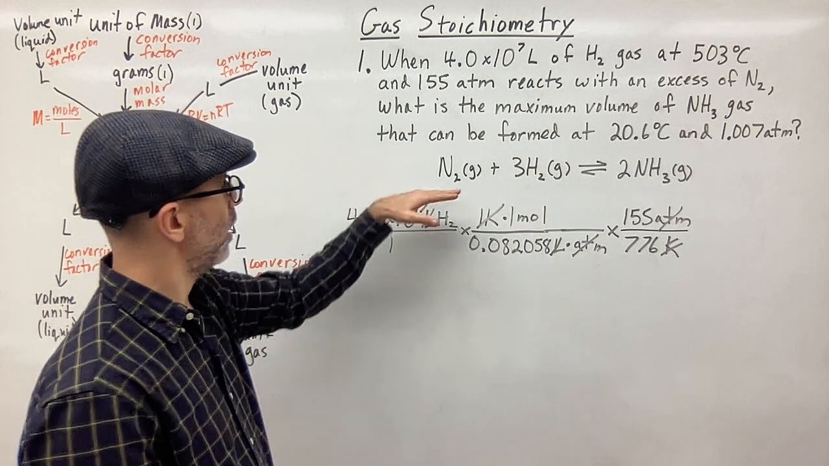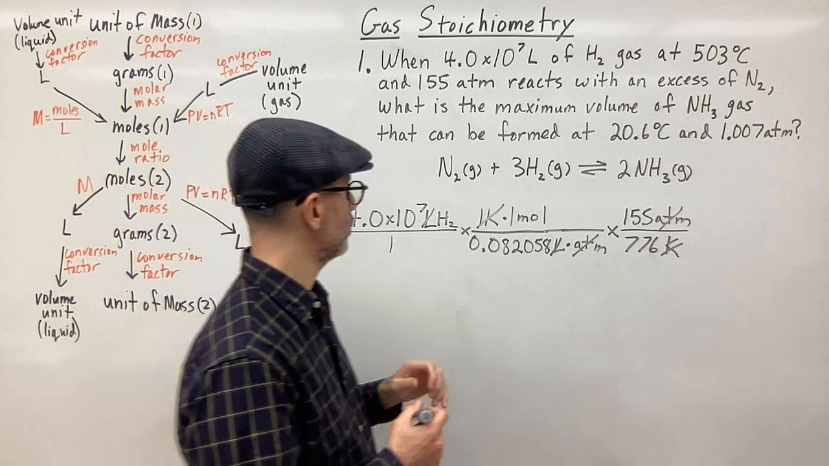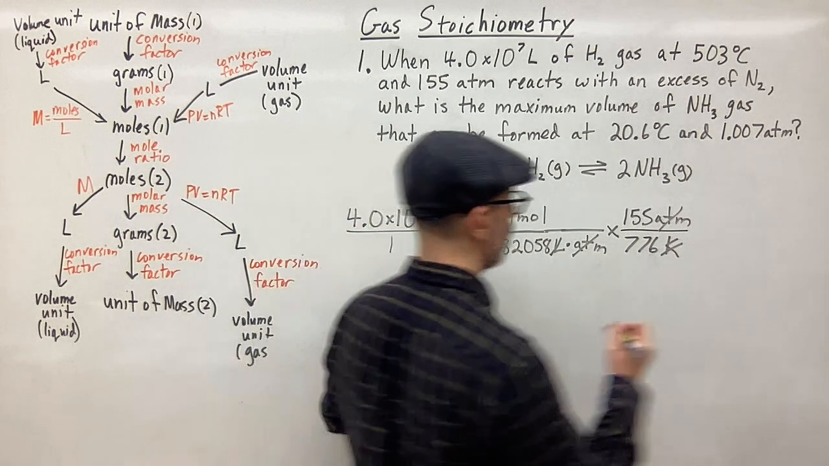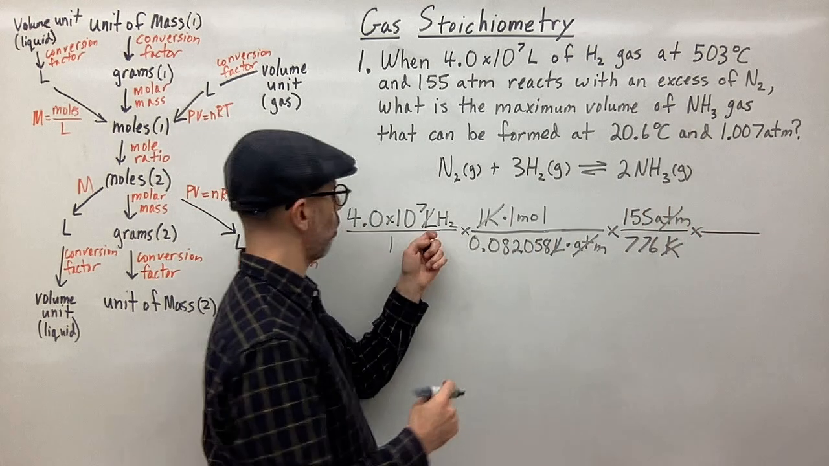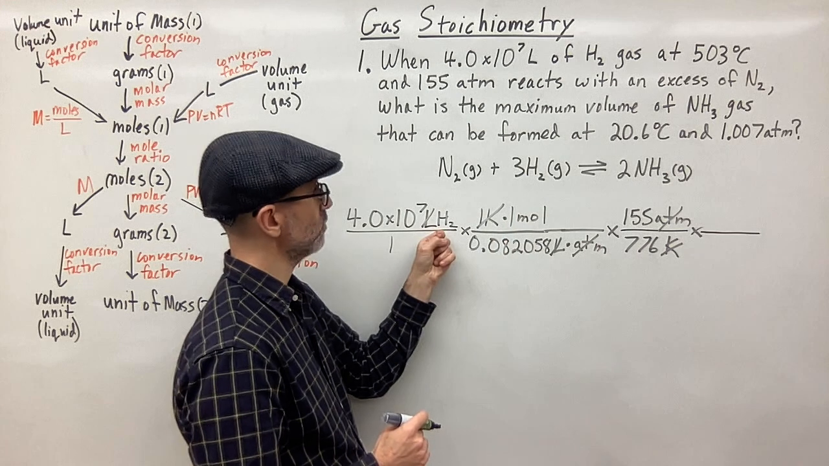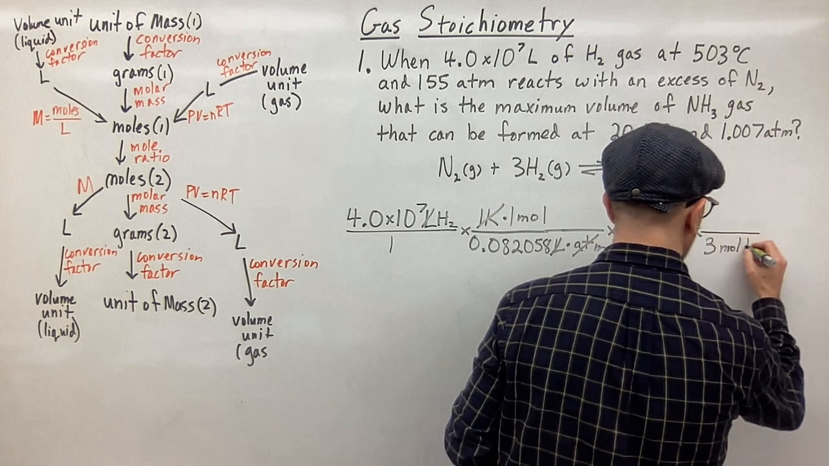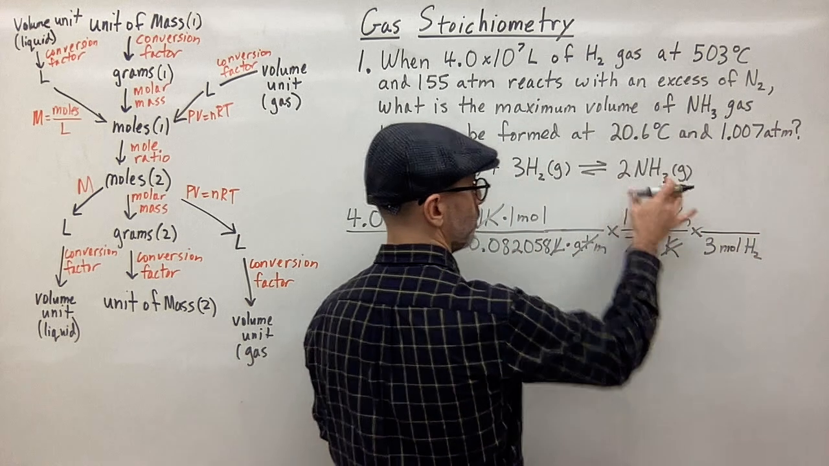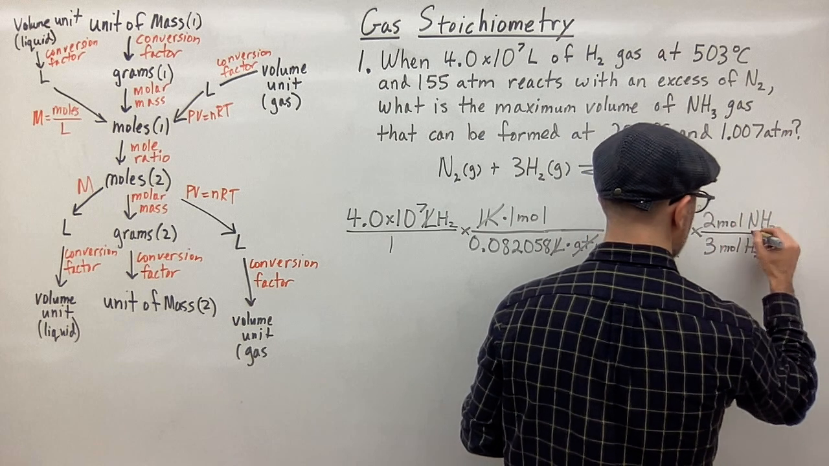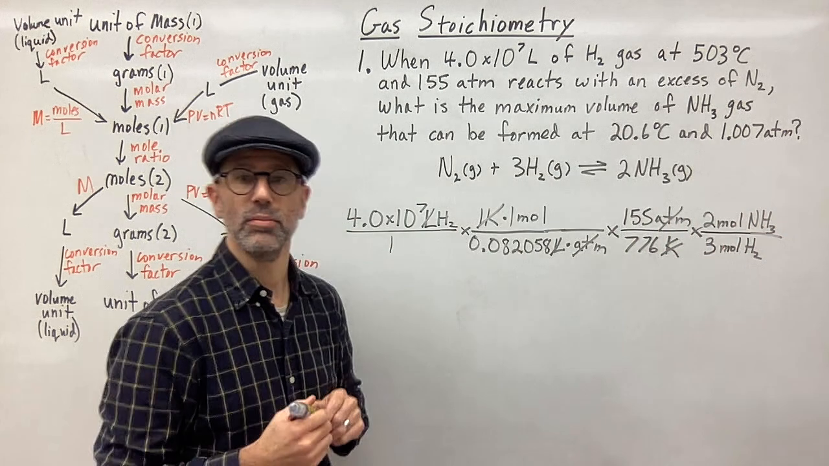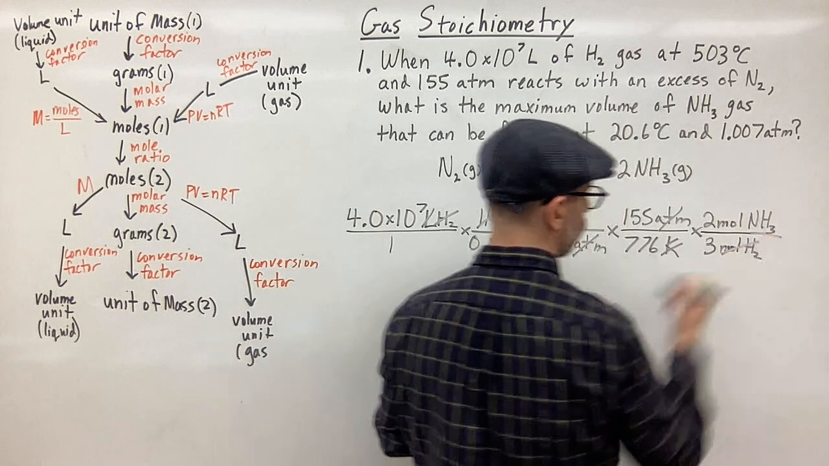Now we can use our mole ratio to cancel out hydrogen and convert to moles of ammonia, like we did before. So we have moles of hydrogen on top, so we're going to put 3 moles of H2 on the bottom. And then on the top, we're going to put 2 moles of ammonia, 2 moles NH3. Okay. So now moles of hydrogen cancel out. We have moles of NH3.